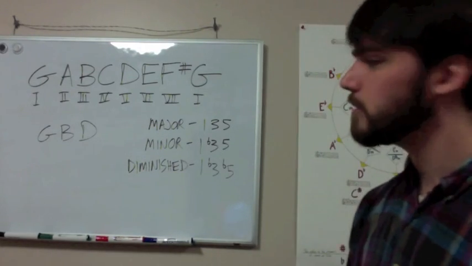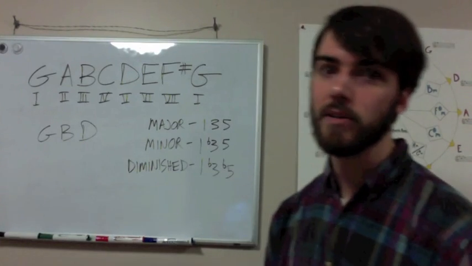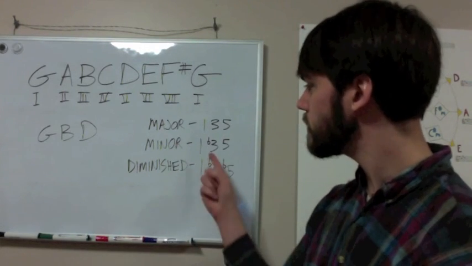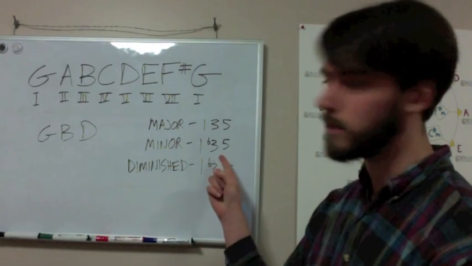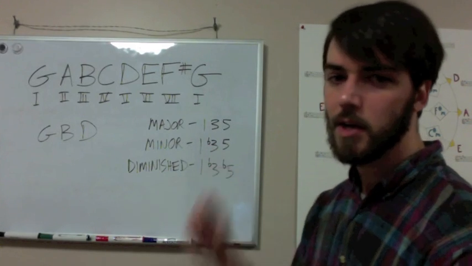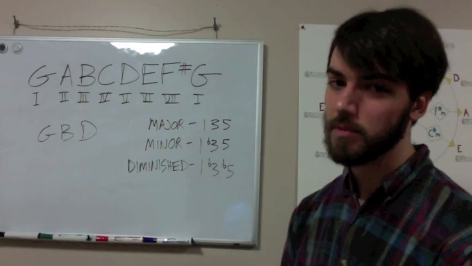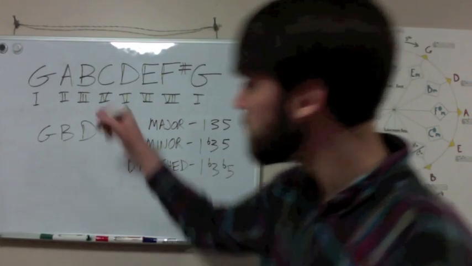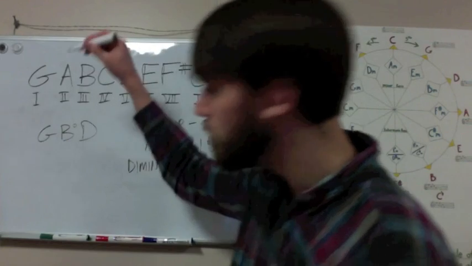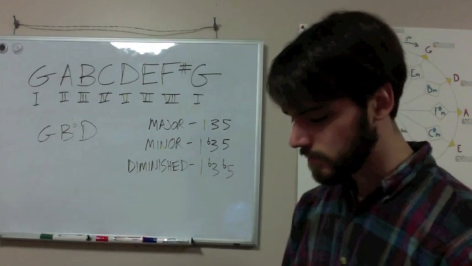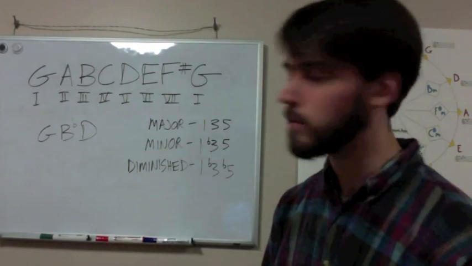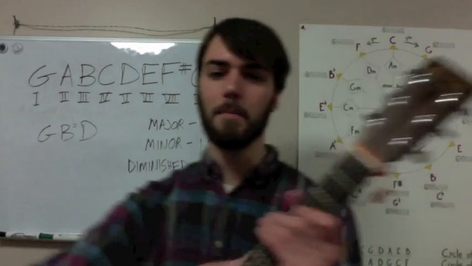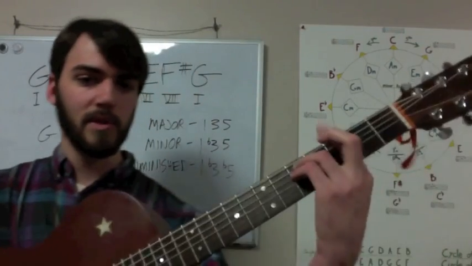Alright, but say we want to play a G minor chord. So the formula for getting a minor chord is to take 1, 3, and 5, just like we did for major, except we're going to flat the third. So that means that instead of B, we now have B flat. Changes everything, makes the chord sound totally different. Alright, so here is a G minor that you might learn pretty early on, I don't know.